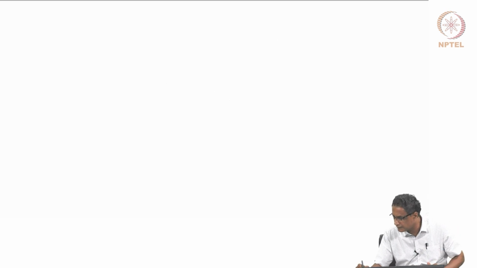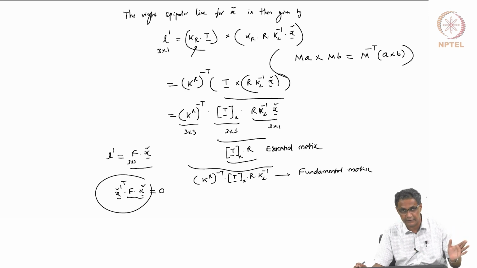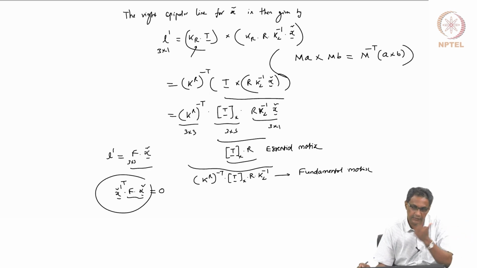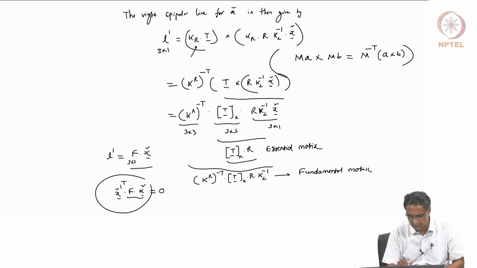And in the same way, if you wanted to come from the right to the left, then what would happen? If I had a point there, let us say x tilde prime, and I wanted to find out what is that epipolar line, I have the fundamental matrix. So one way to look at it is to take the transpose of this. So that will be x tilde transpose, what is this, F transpose x tilde dash.